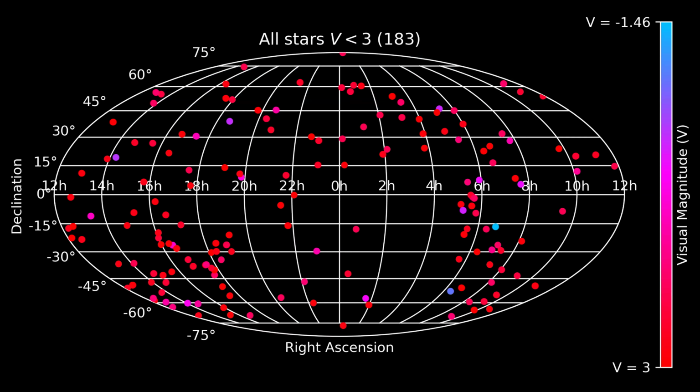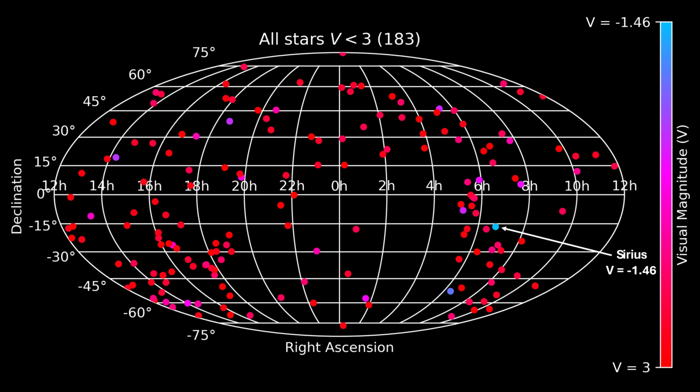So with all of that out of the way, let's look at what stars fall into these categories, because it's not many. First off, V less than 3, there are 183 of them. That's it. That is all of the stars in the sky with Vmag less than 3. 183. It's not a whole lot to start off on.